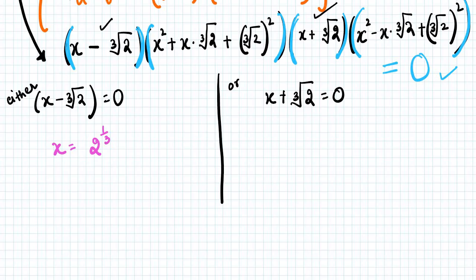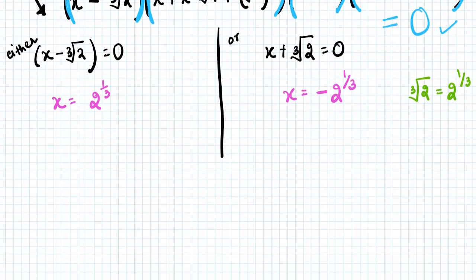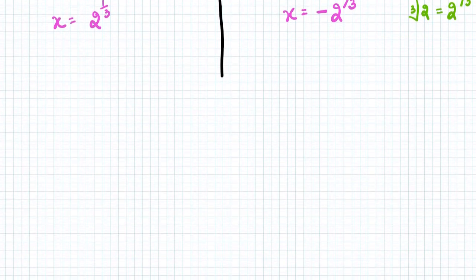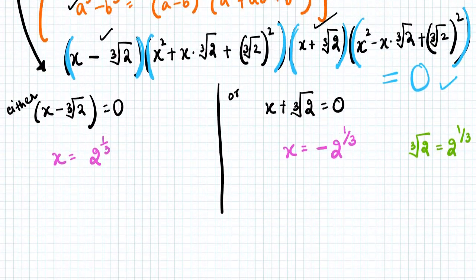From here, x is going to be negative of 2 power 1/3. Again reminding you that cube root of 2 can also be written as 2 power 1/3. In the upcoming whole question I'm going to follow this notation only, because it's easy to write, I guess. We are not done yet.